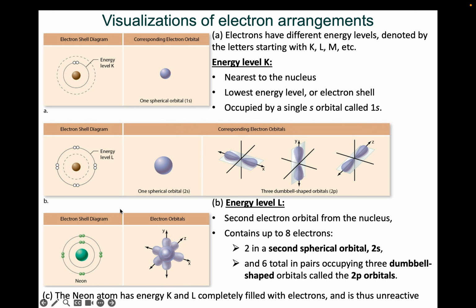So within an energy level, you have orbitals. For example, here the K energy level has only one orbital, which is 1s. So it can allow two electrons, because as we said, one orbital can allow two electrons. So this energy level K can only accept two electrons because it only has one orbital. Then we have a further one up, which is the L. The L can accept one s orbital and three dumbbell-shaped p orbitals. Hence it can contain up to 8 electrons, because 2 from the spherical and 6 from the 3 p orbitals. That's the energy level.